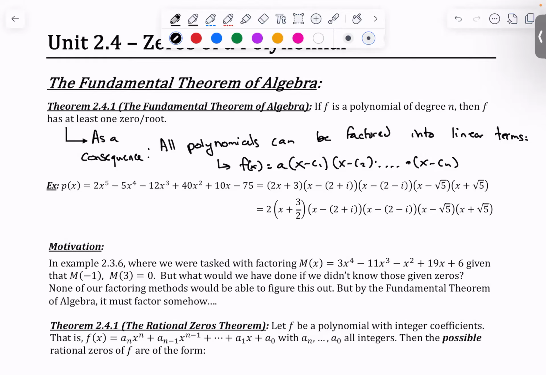And so, with that knowledge that everything can be factored, let's look at a motivating example. In that previous section, we had this polynomial, capital M, and we were given that fact. But what if we didn't know that? How would we factor that polynomial? Gauss told us that it can be done, but how? Mathematicians have struggled with that for a long time. There are many different ways, many different criteria that we've created over the years.